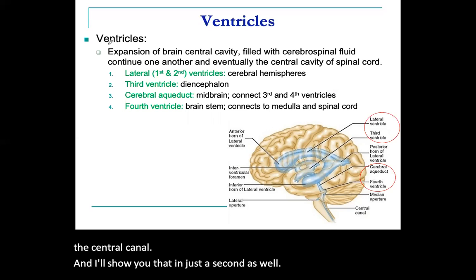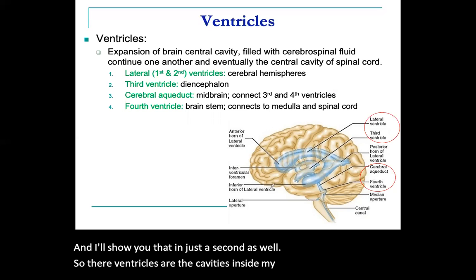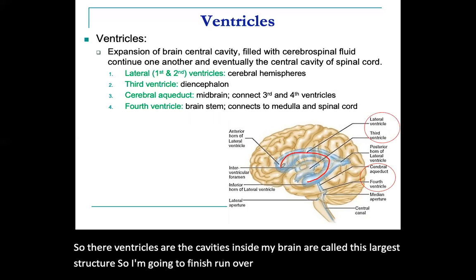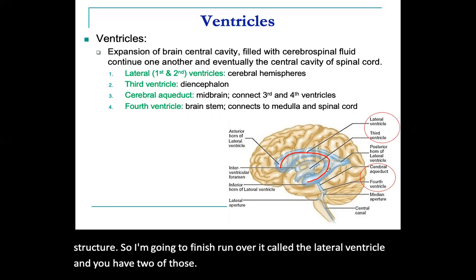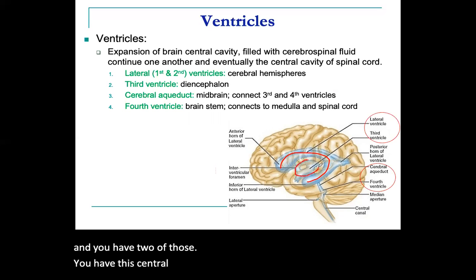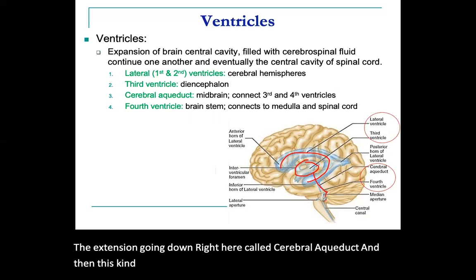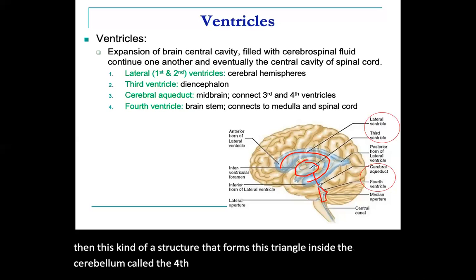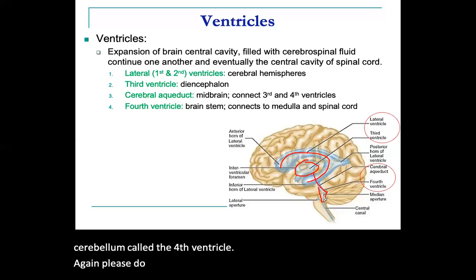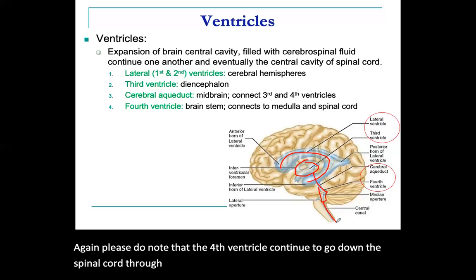So the ventricles, or the cavities inside my brain, are called this larger structure, which I'm going to run over, called the lateral ventricle. And you have 2 of those. You have this central part right here, your 3rd ventricle. The extension going down right here is called the cerebral aqueduct. And then this structure that forms this triangle inside the cerebellum is called the 4th ventricle. Again, please do note that the 4th ventricle continues to go down the spinal cord through a canal called the central canal.